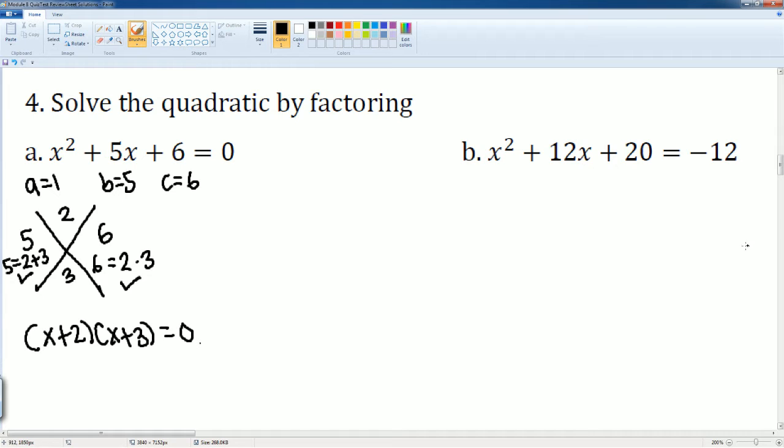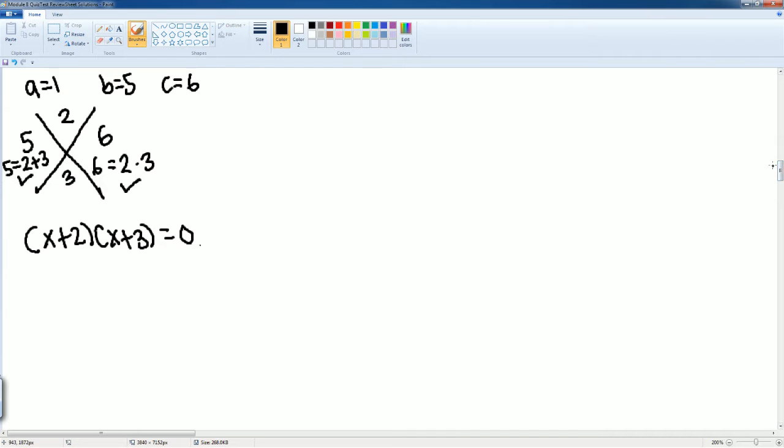To solve for this, we just set each factor equal to 0. So x plus 2 is equal to 0, and x plus 3 is equal to 0. Subtract 2 from both sides, you get x equals negative 2. The next one, subtract 3 from both sides, you get x equals negative 3. So your two solutions are x equals negative 2 and x equals negative 3.